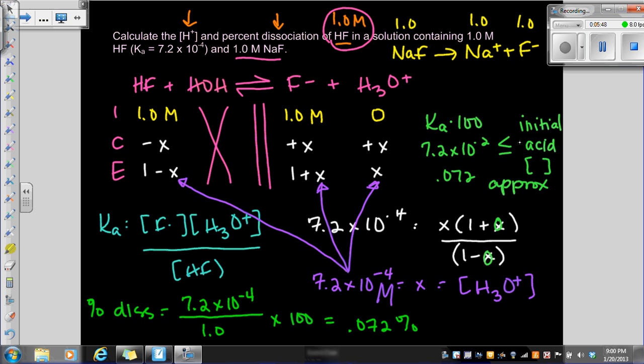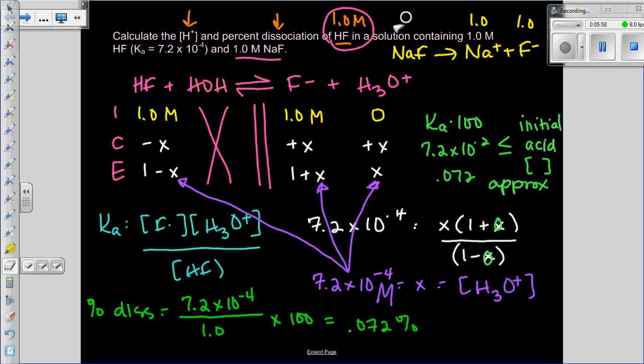Okay, so what I want to do is compare this to what we would get if we didn't have the common ion. So I'm going to go back and get rid of everything that we did that I don't need.